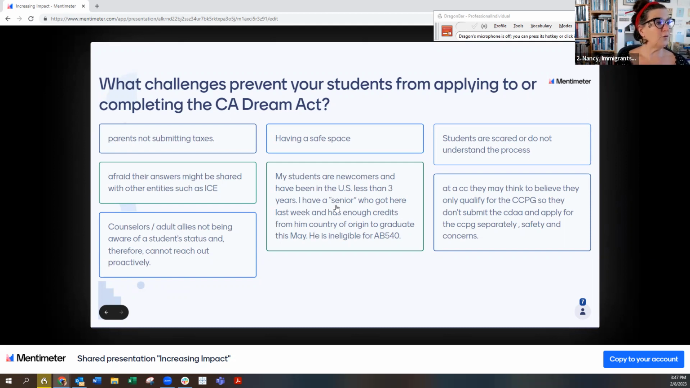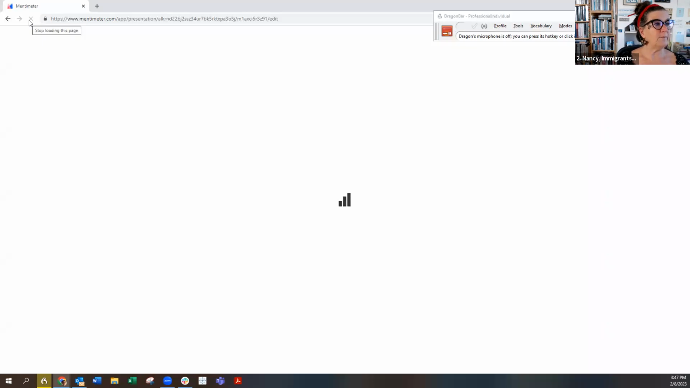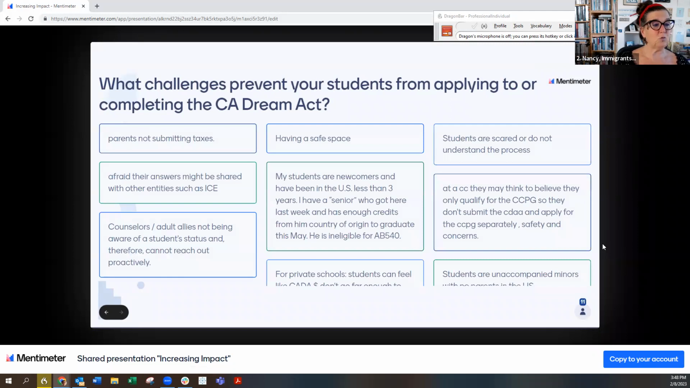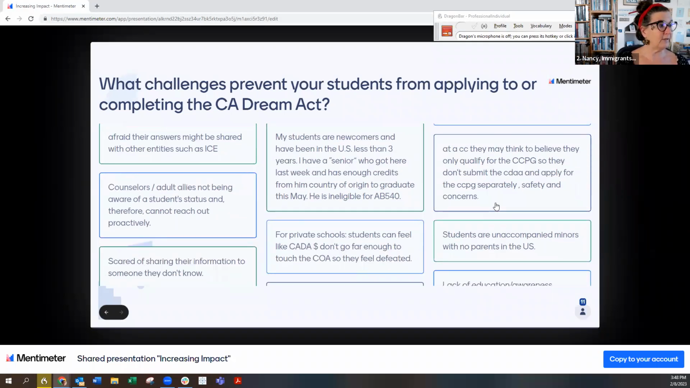Another one says, my students are newcomers and they've been in the US less than 3 years. I have a senior who got here last week and has enough credits to graduate from his country of origin this May, and he's ineligible for AB 540. So we have some strategies we'll be talking about later on in terms of how individuals can meet the eligibility for AB 540 right away, or how they might be able to participate in schools that allow students who are 6 units or under to not have to pay resident fees.